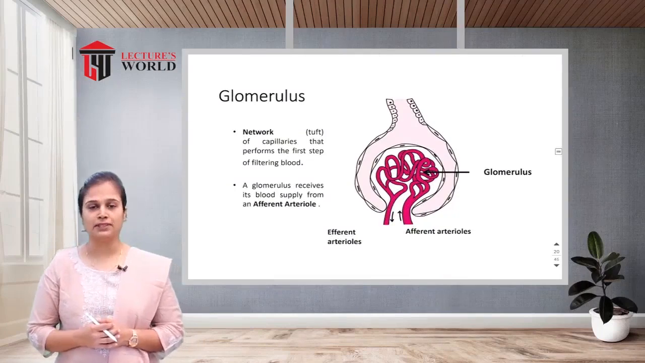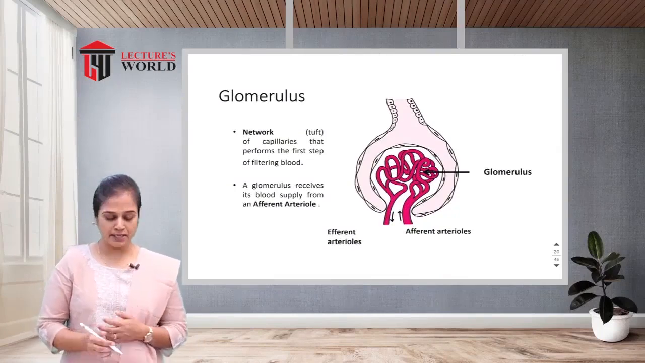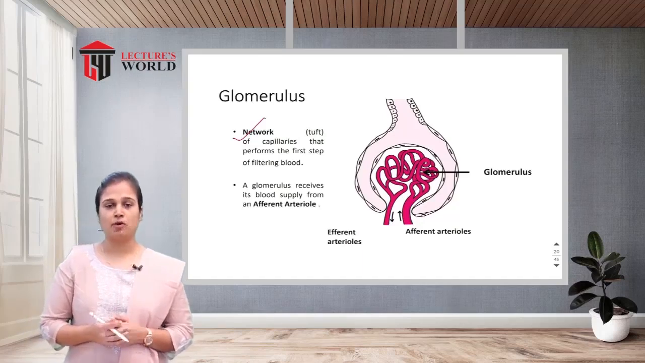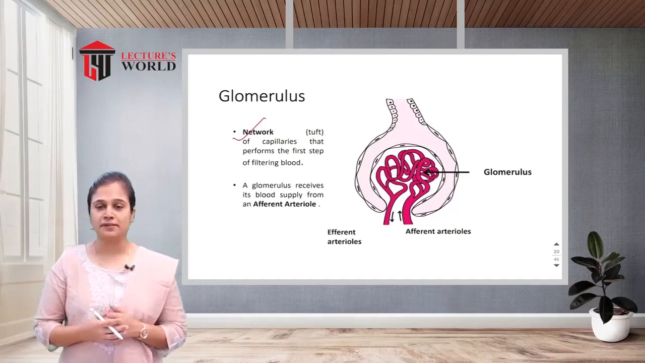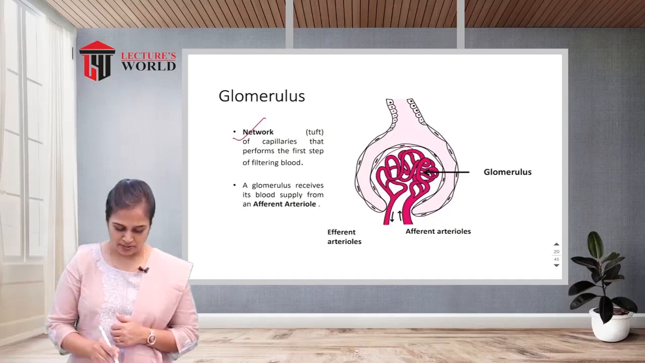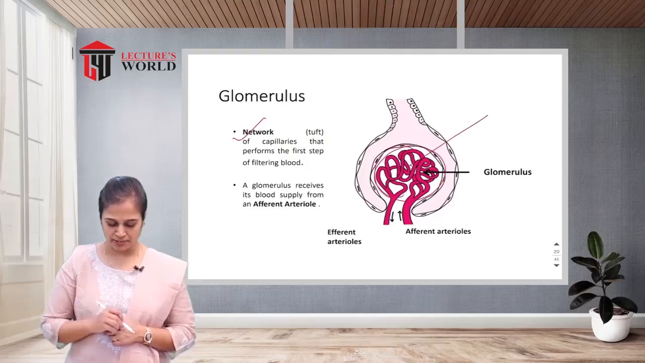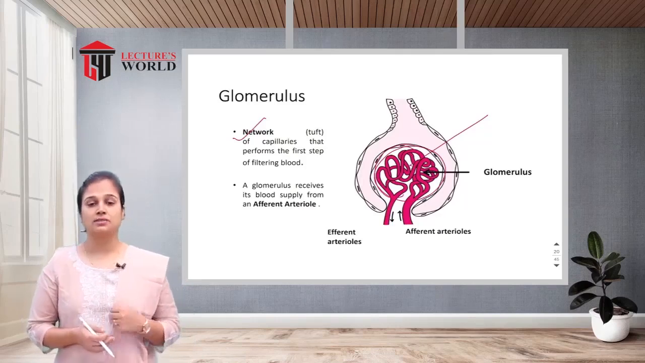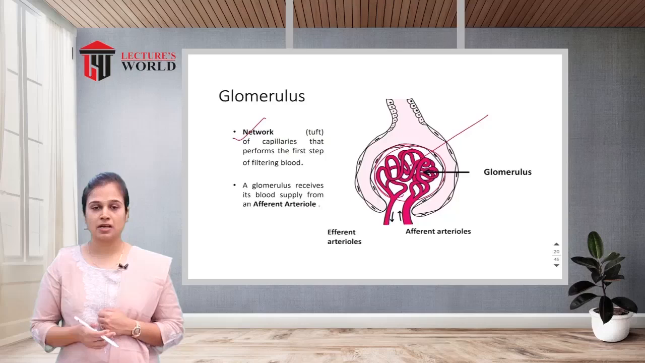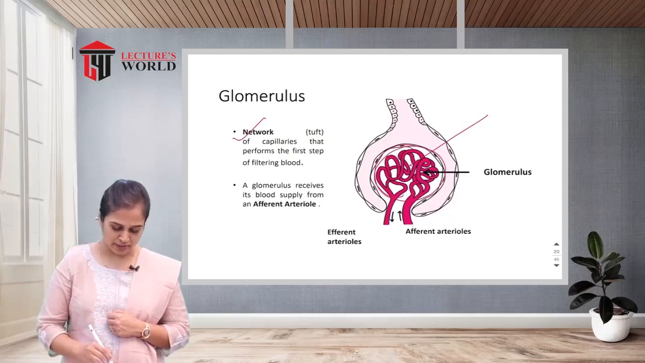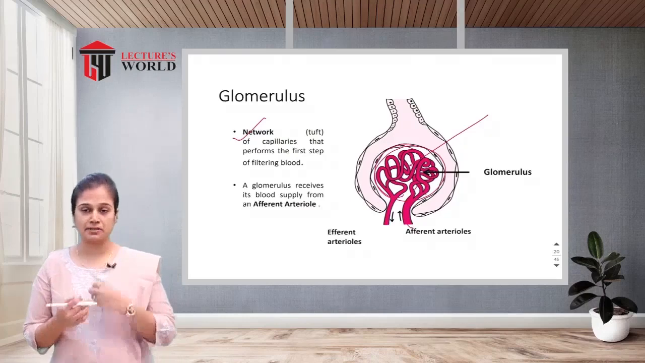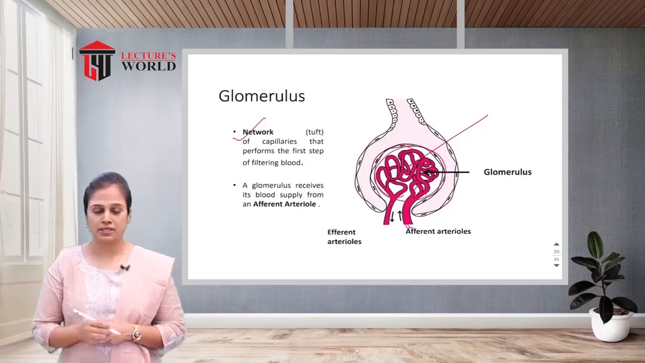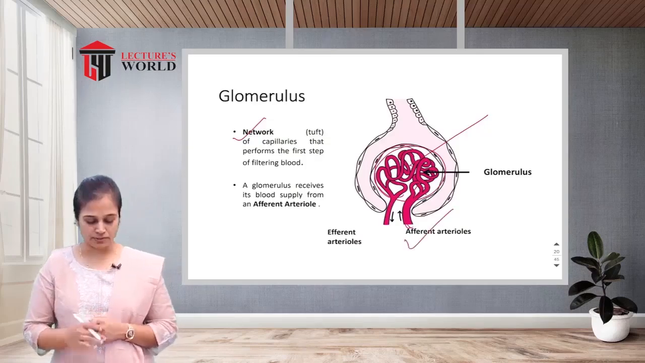We'll learn about the glomerulus. It is a tuft of capillaries that perform the first step of filtering blood. You can see in the image, this network of capillaries is called the glomerulus. The glomerulus receives its blood supply from the afferent arterioles. The arterioles which enter the glomerulus and carry the blood to it are called afferent arterioles.